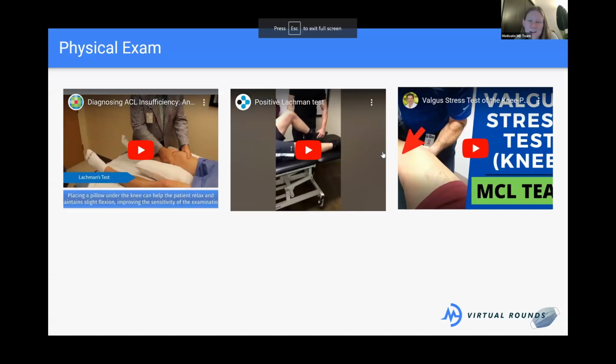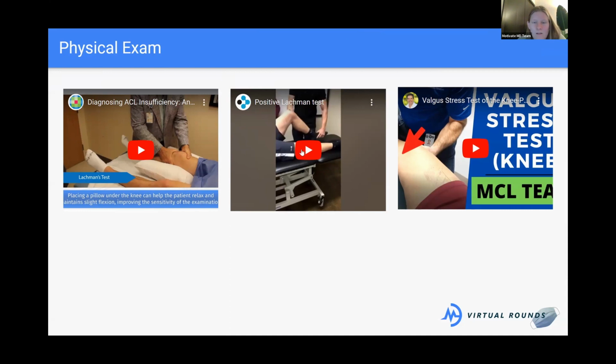Anyways, sorry about that. That's the difference between the anterior drawer test and the Lachman test. They're both assessing for the ACL injury. And the Lachman test is slightly more sensitive than the anterior drawer test. I think I read that it was like 80 to 90% sensitive for diagnosing an ACL injury. So the fact that these are positive is strongly suggesting right now that they have an ACL injury.